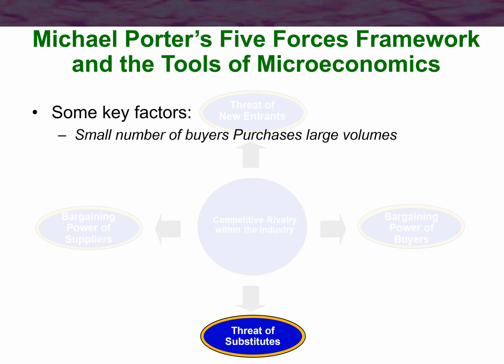Now, some key factors here: small number of purchases. I'm sorry, I have a problem with this particular bullet point. These are two bullet points in one. Small number of buyers and purchases of large volumes. So basically, if there are a small number of buyers of your product, the threat of substitution is very great to you. If your small number of buyers switch, your business could be in big trouble.